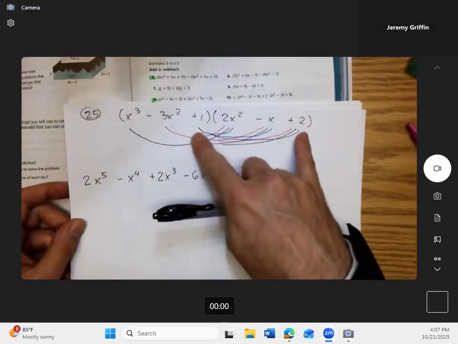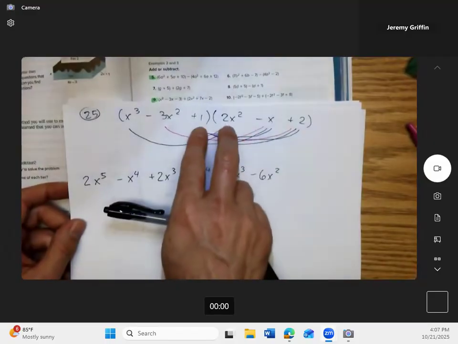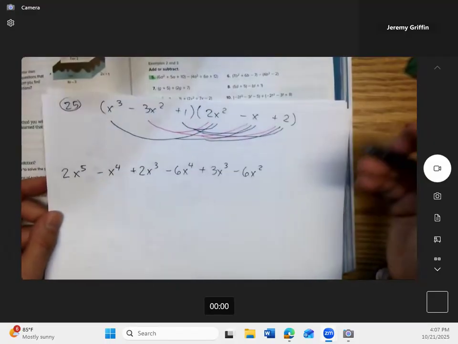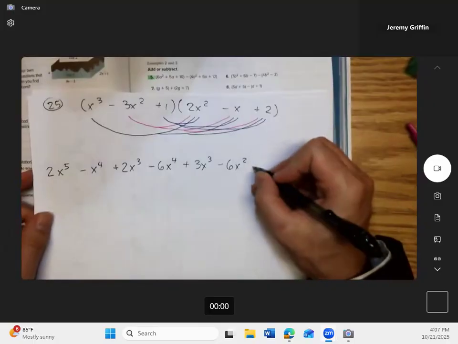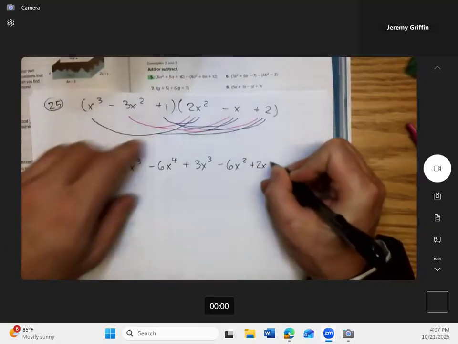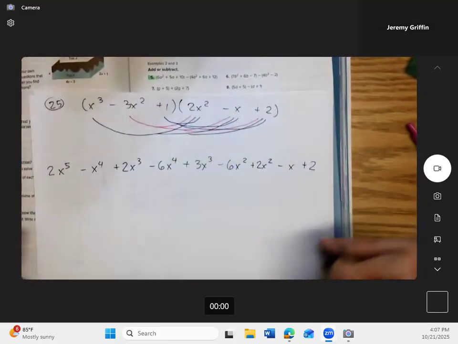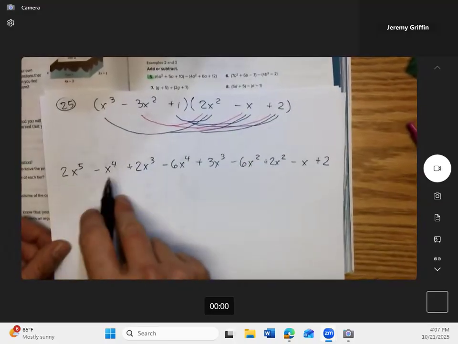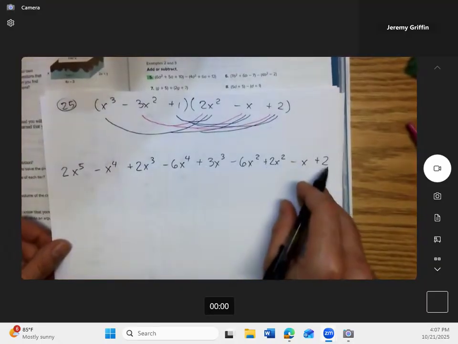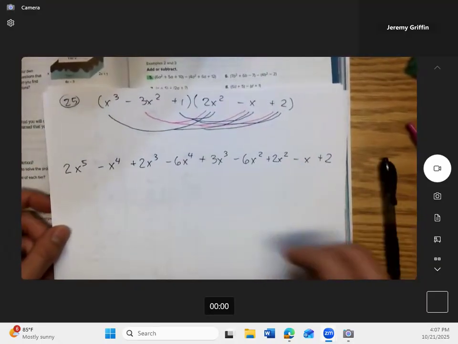Okay, and finally, let's get over to this 1. So 1 is just multiplied by this and this and this, which doesn't change what it looks like. Just multiply by 1. So that's plus 2x squared from here, minus x here, and then plus 2. Woo! Do I have 9 terms? 1, 2, 3, 4, 5, 6, 7, 8, 9. Okay, that looks good. Now, what consolidates?